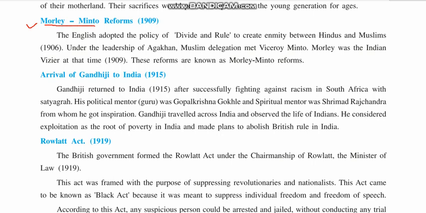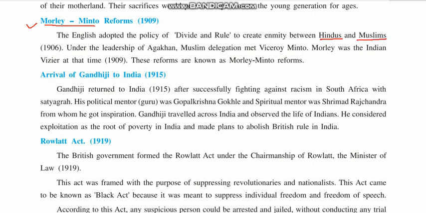The English adopted the policy of divide and rule to create enmity between Hindus and Muslims.